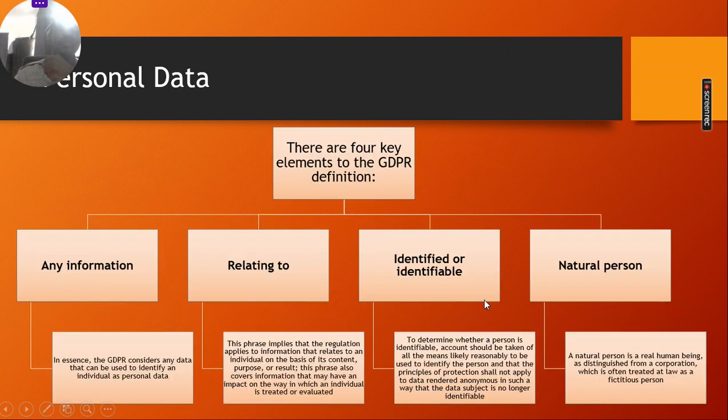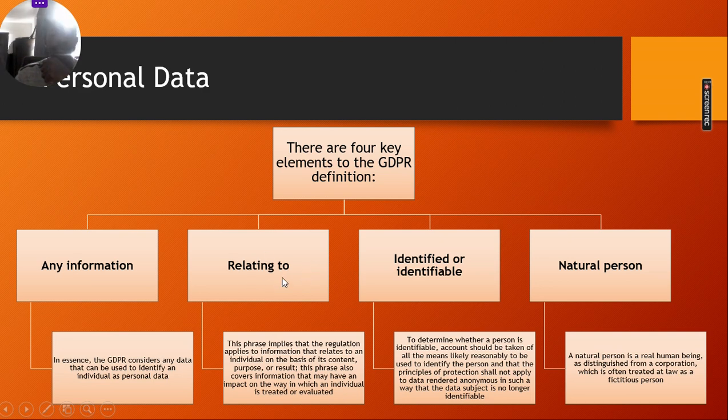Okay, let's move on quickly. For this personal data, there are 4 key elements that the GDPR has isolated. For anything to belong to a person, to be classified as personal data, it must have what we call any information. Meaning the GDPR considers any data that can be used to identify an individual as personal data. Anything that helps us to identify, oh, this person is this person, is called personal data.